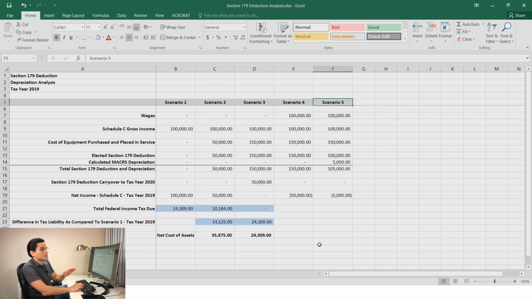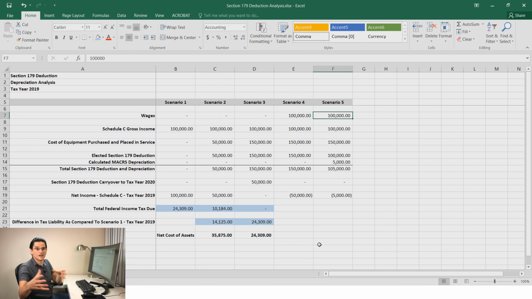Now, scenario 4 and scenario 5, they're a little bit different because we're going to be taking a look at the effect of wages or other earned income on the Section 179 deduction. Because here's the thing. I mentioned that you're limited to your net income from the business in terms of your Section 179 deduction. But when you're on an individual return, Section 179 also allows you to include other earned income, such as wages, in determining your ceiling for Section 179.